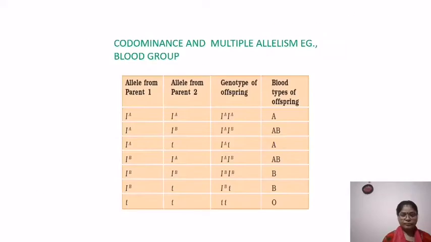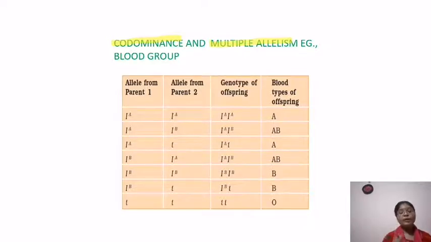Now, moving on to codominance. Blood group is a very good example of codominance, which means both the alleles are able to express themselves. It is also a classical example of multiple allelism, meaning that many alleles are responsible for that particular character. Not only two alleles are there for that character, but more than two. That is what we call multiple allelism.